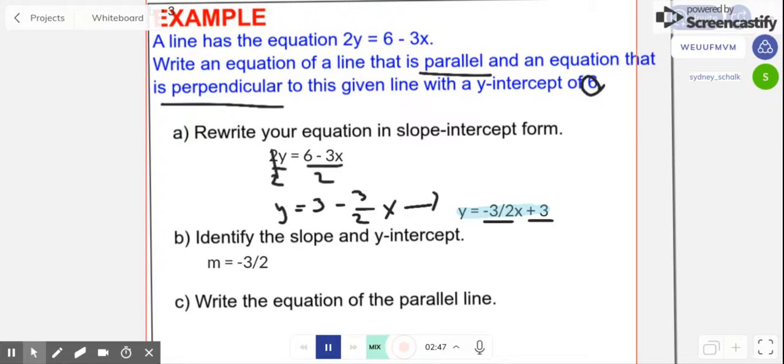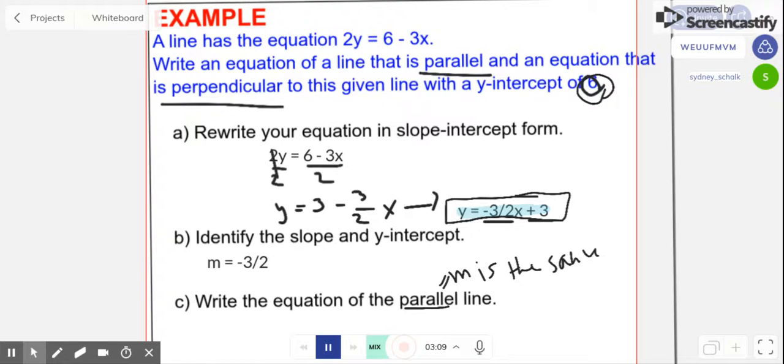So looking at C, it wants us to write the equation of the parallel line of this equation right here, but it tells us that our new equation must have a y-intercept of 6. So when we rewrite it, we want to use the same slope since parallel means m is the same. So we have y equals negative 3 over 2x, and now instead of plus 3, we use the y-intercept of our new line, plus 6.